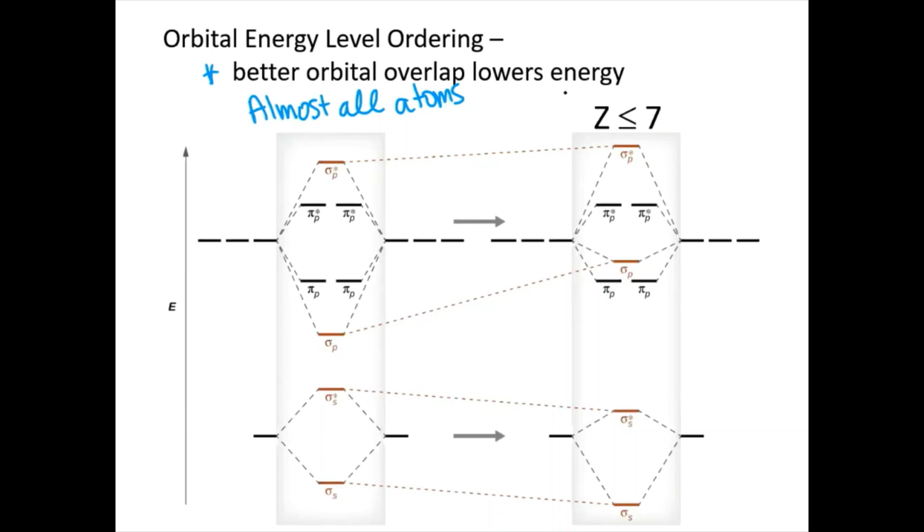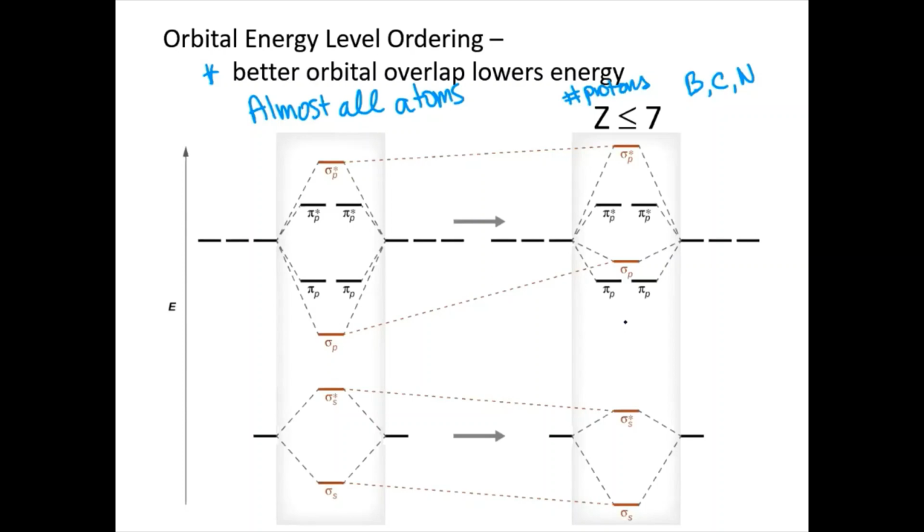However, if you have a Z, and remember the Z is the number of protons, that is less than or equal to 7, then you get this kind of different ordering. And so that's why we did carbon. So boron, carbon, and nitrogen, if you have one of those atoms that have p orbitals, you'll get this ordering, okay? And this is just based on how those orbitals overlap when you stick them together. And so the better overlap lowers the energy. And so that's why when we drew carbon, we drew the pi bonds lower than the sigma bond.